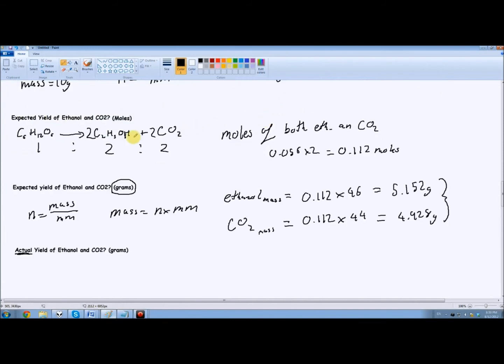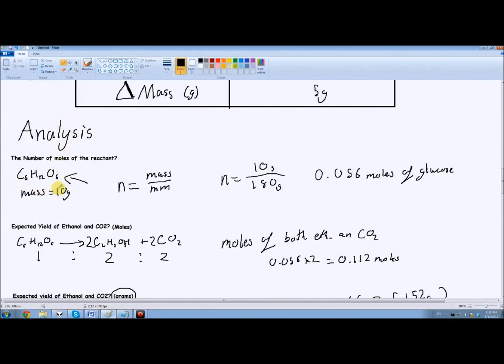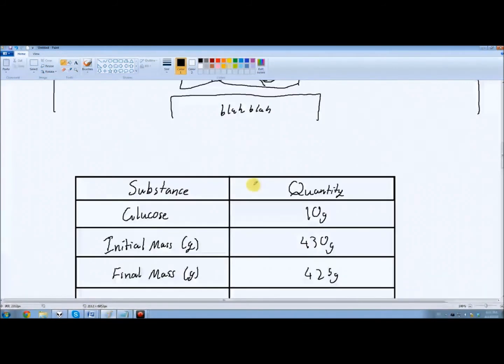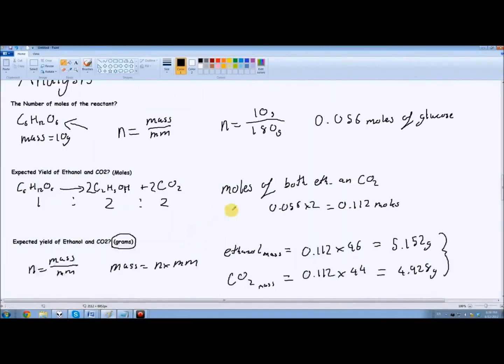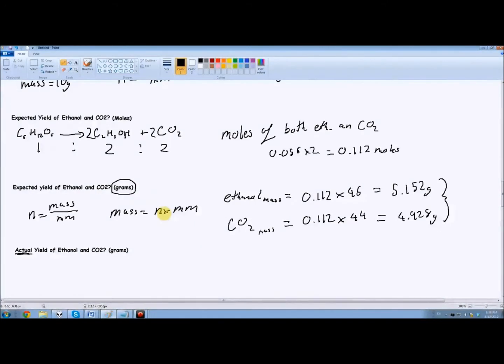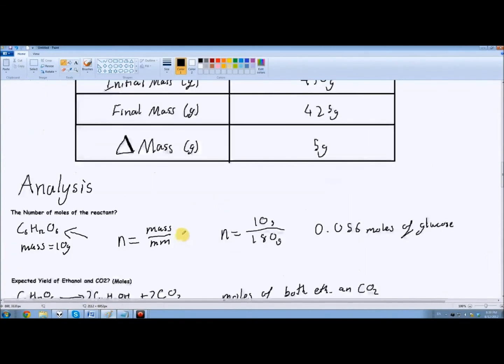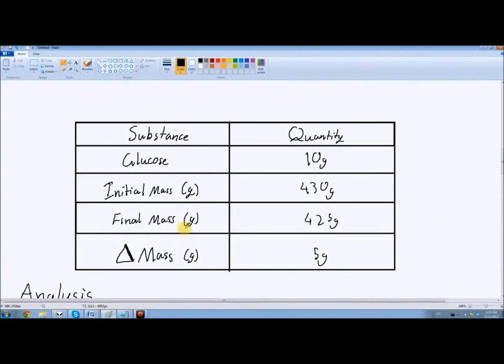All we've used so far from the table is the mass of glucose, right? That's all we use, and then from there we just used molar ratios and little math tricks to find out everything else. But now it wants us to find out the actual yield. So we go back up to our table and look at what we haven't used. We haven't used these three, right? So we haven't used initial, final, and change in mass, which basically tells us the main information here is the change in mass, the 5 grams.